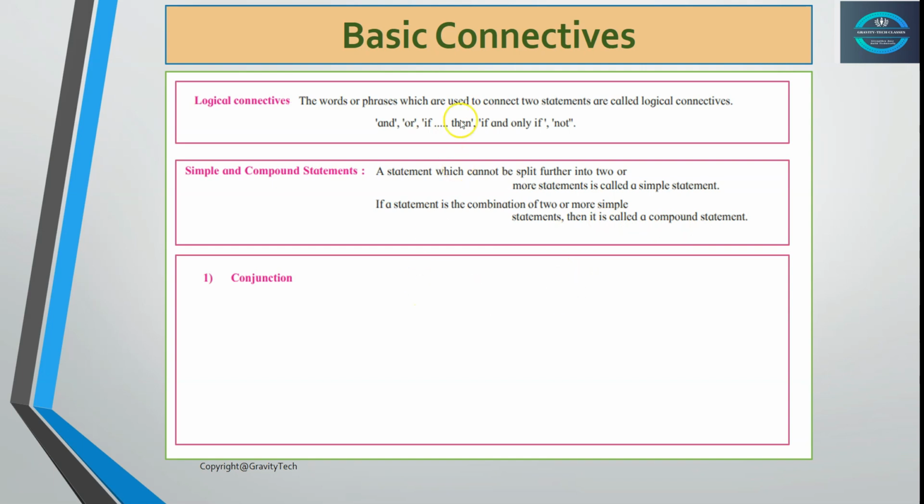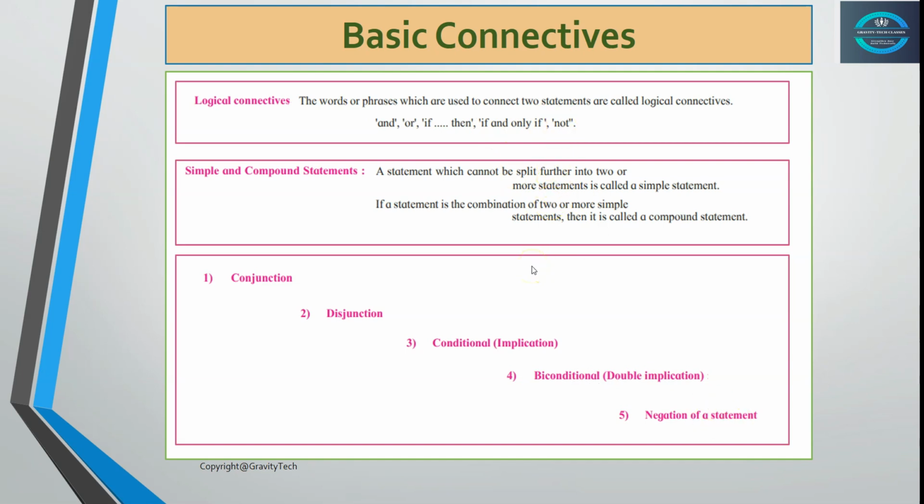So, what are the logical connectives now? Conjunction. Conjunction means what? And. Remember, conjunction means and. Disjunction means or. Conditional means if this, then that. That is called implication, which is if then. Biconditional is double implication, that is if and only if. Negation of the statement, that is not.